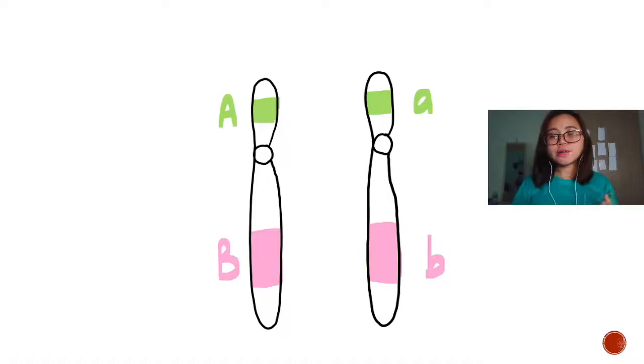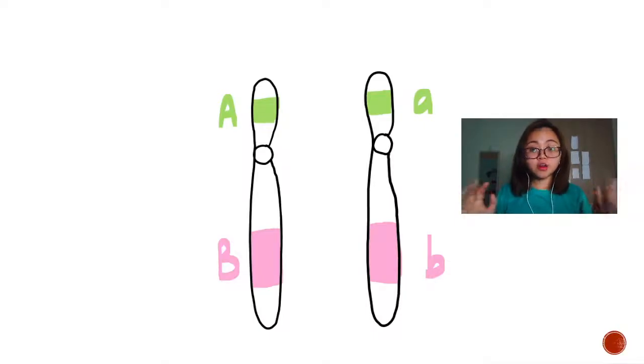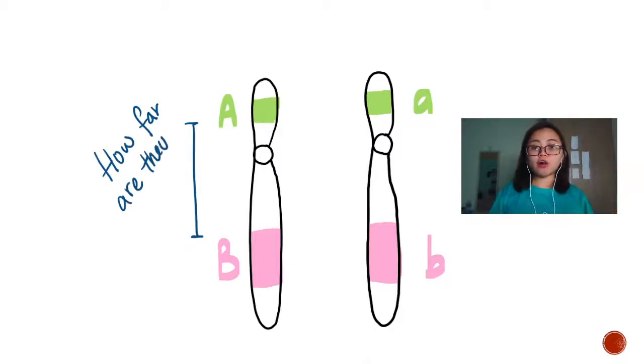When we talk about genetic mapping, we're relating to one of the contents in the previous subtopic, which is linked genes. Linked genes are two or more genes that are located on the same chromosome. Like in this example, we have the green labeled one, which is A, and the pink labeled one, which is B. When we talk about genetic mapping, we are putting them on the chromosome. Kita memetakan gene-gene yang kita tahu berada pada kromosom yang sama. So you need to look at how far they are, like these two genes, and where exactly they are located.